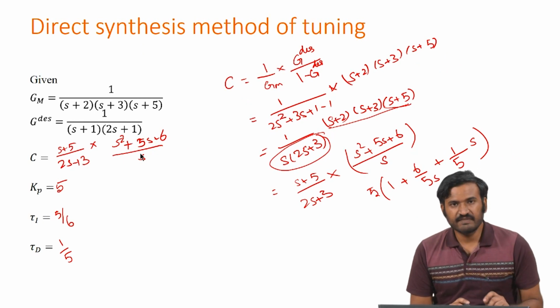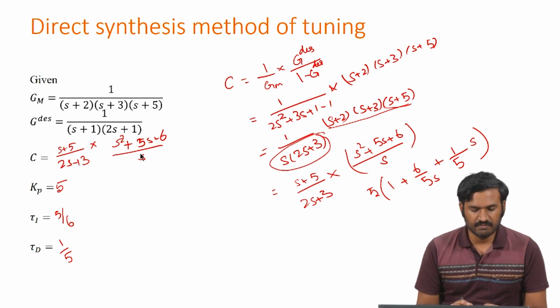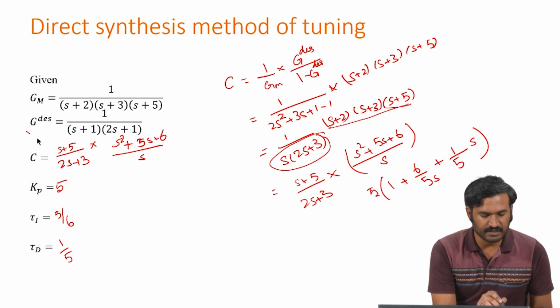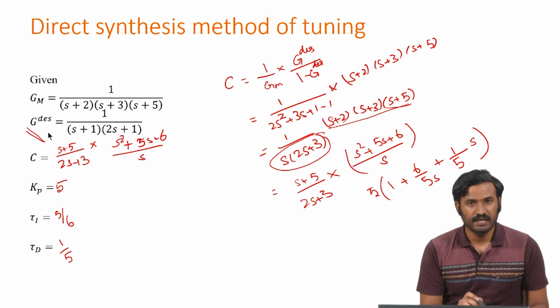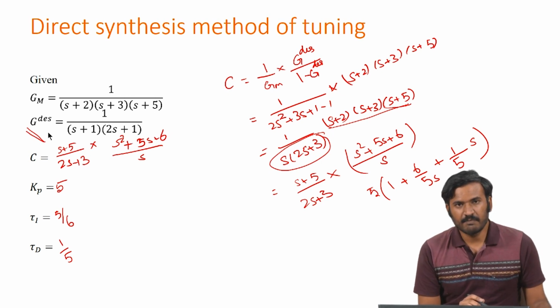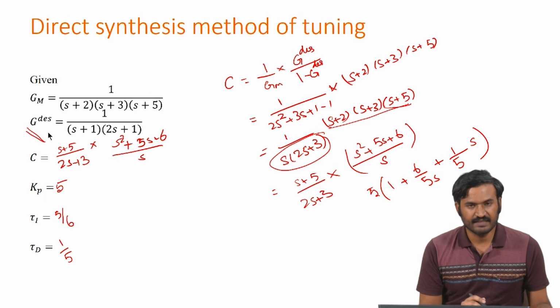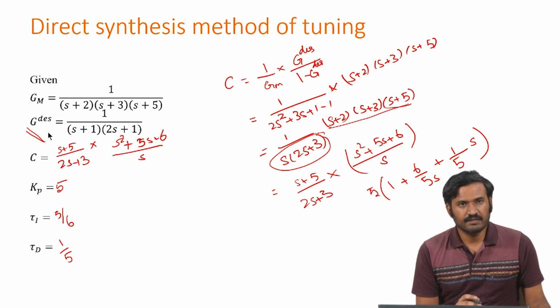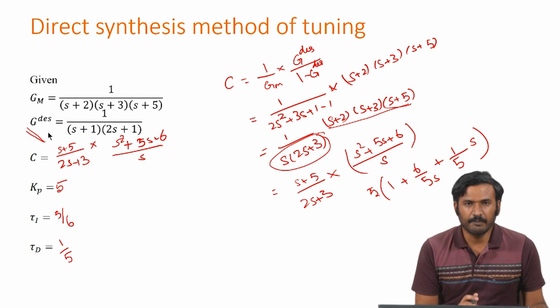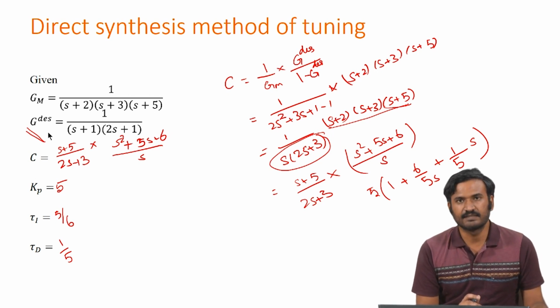So like this we can design any controller configuration based on the desired transfer function, the desired closed loop performance which we are specifying. The main drawback of this method of tuning is that we are specifying the required performance. Because of that we do not know how optimal the performance is.